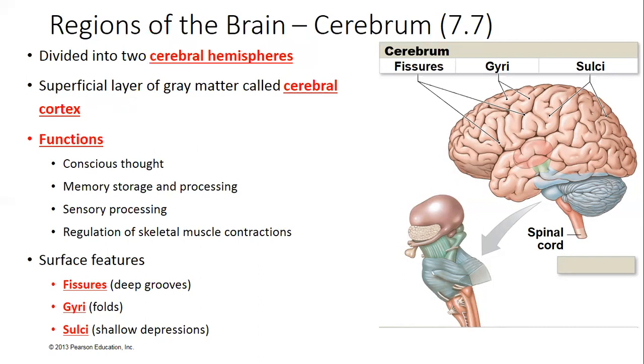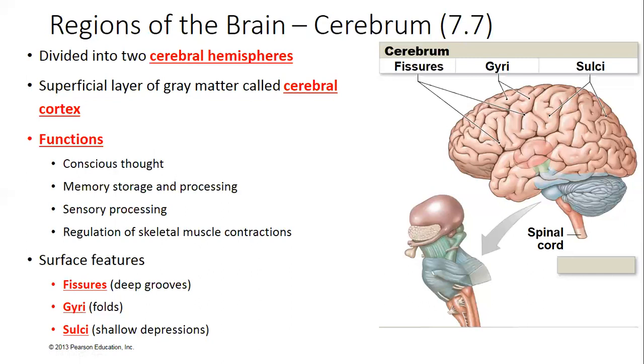We'll come back later and talk about some pathways and put some of these structures together and talk more about function and mechanisms. But for now, the brain, the cerebrum, which is the big part of your brain up here, is separated into two hemispheres, the right and the left cerebral hemisphere. The superficial layer, this outermost layer of the cerebrum, is called the cortex, the cerebral cortex. And it has some really fancy functions: conscious thought, memory storage and processing, sensory processing.